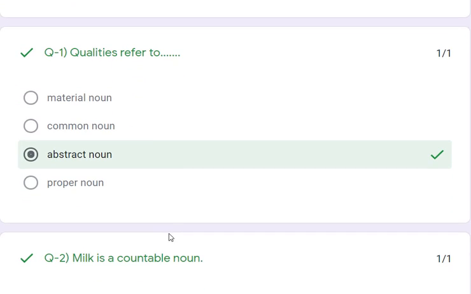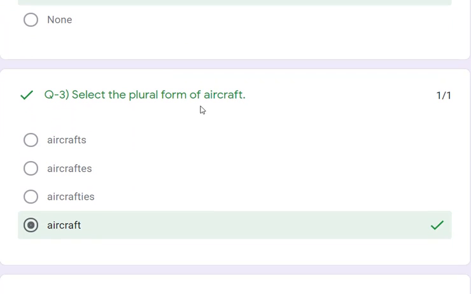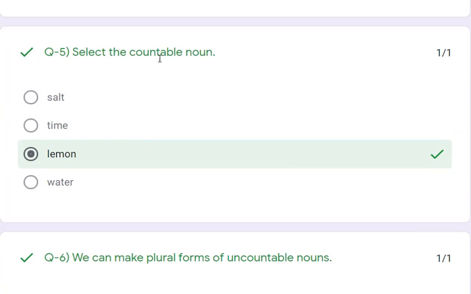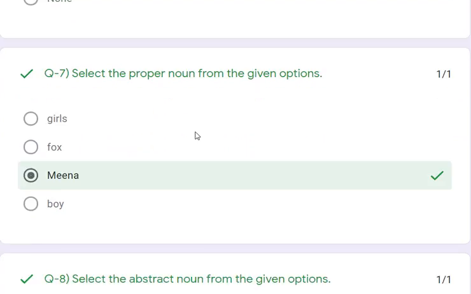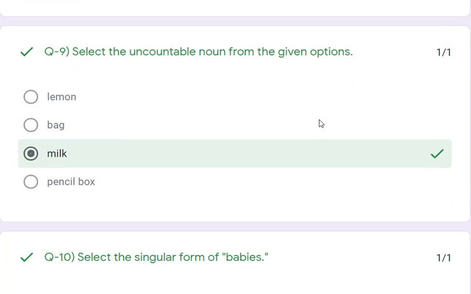First one is qualities refers to abstract noun, right? Then milk is an uncountable noun. Select the plural form of aircraft, it is the same, aircraft only. Collective noun refers to a group of people, animals or things of the same type. Select the countable noun, that is lemon. We can make a plural form of an uncountable noun, that is false. Select the proper noun from the given options, that is Mina. Select the abstract noun, sadness is the correct answer. Uncountable noun from the given options, here milk is the uncountable noun.